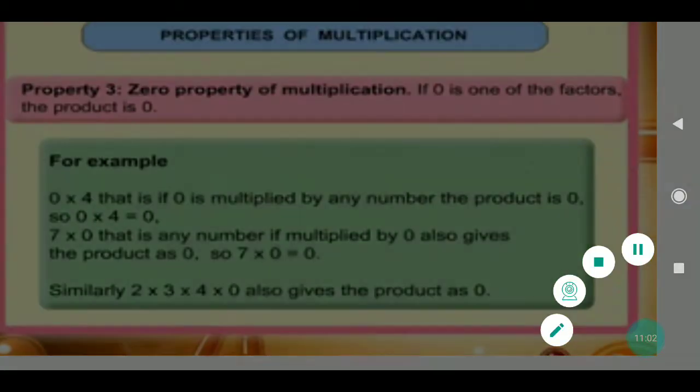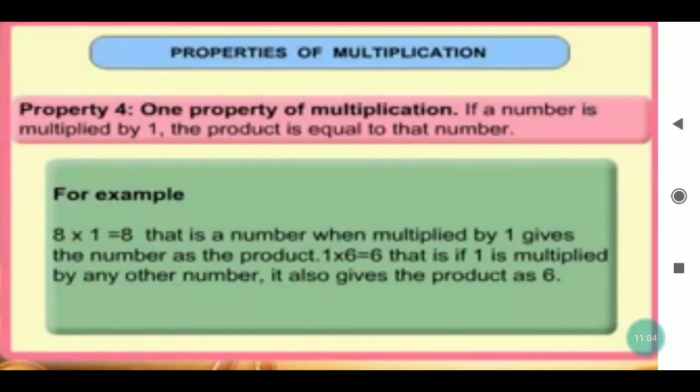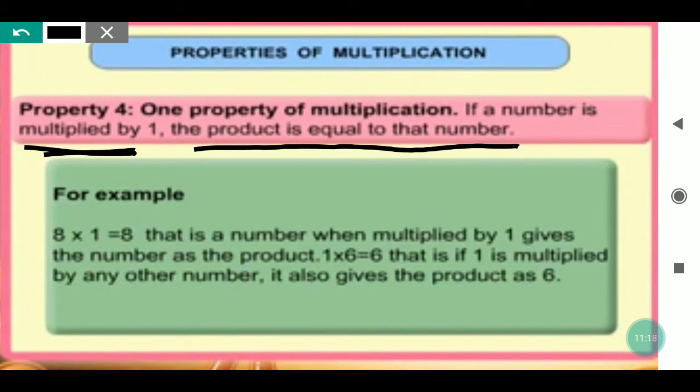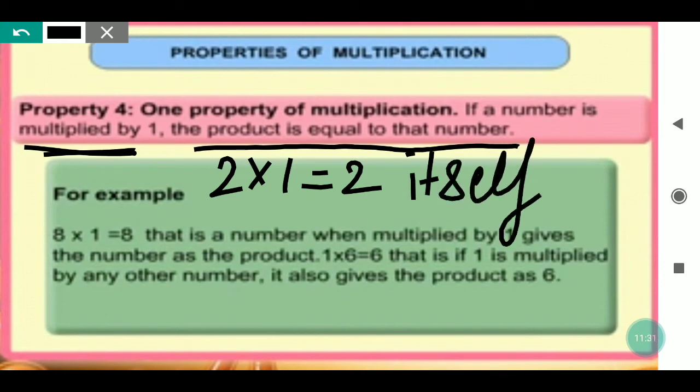The next factor. The fourth one is the one property of multiplication. What does it mean? If a number is multiplied by 1, the product is equal to that number. Means we will get the number itself. Like 2 1s, what did you used to get? 2 only. Means if any number is multiplied with 1, we get the number itself.